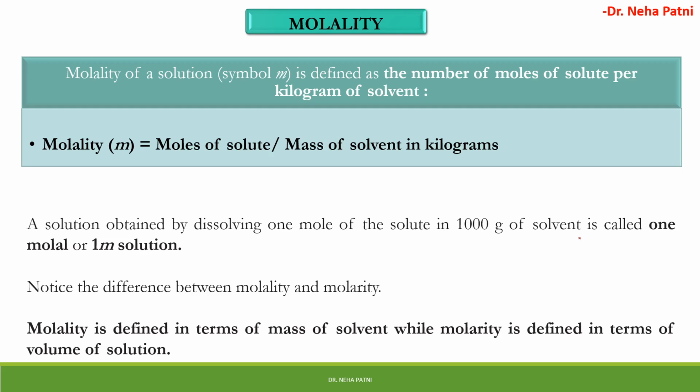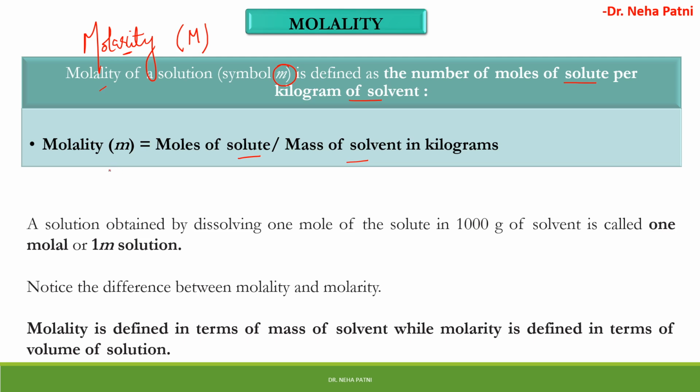Now, how to represent the particular concentration in molality terms. Molality is represented by the small symbol m, while if you remember, molarity was represented by which symbol? Yes, capital M. So that is one difference. Here it is molarity, there is an R; here it is molality, there is an L. Correct? Now, it is defined as the number of moles of solute per kilogram of solvent. So, if you see the formula here, moles of solute by mass of solvent in kg.